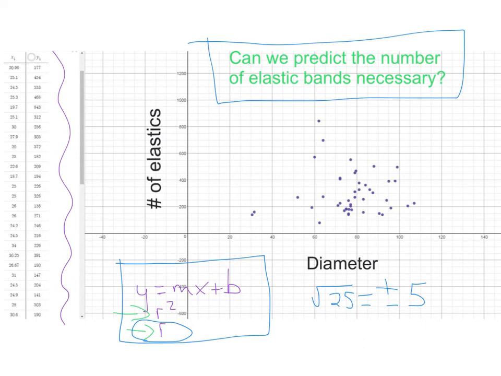Depending on whether or not r and r squared are strong numbers or weak numbers, then we can answer that question, and that's what I'd like you to go to the discussion board and talk about.